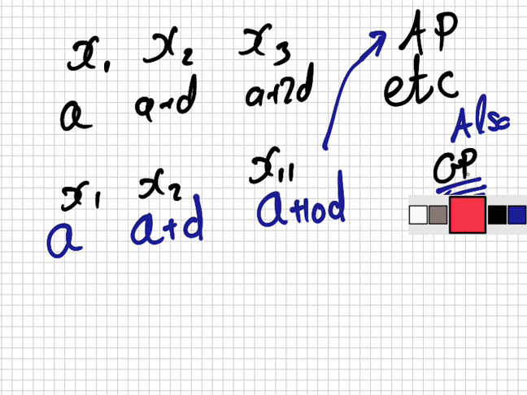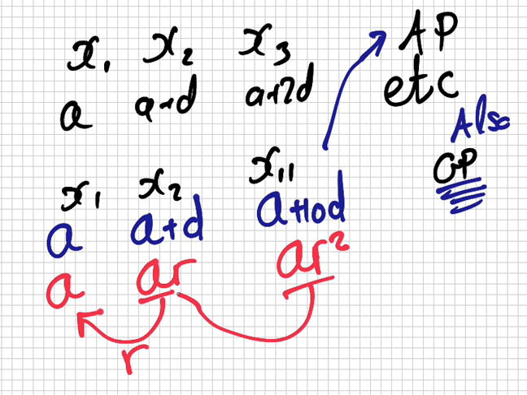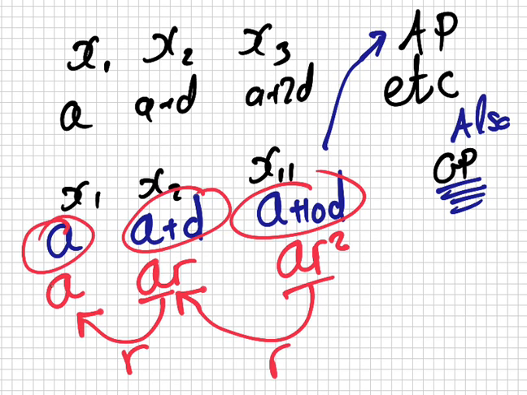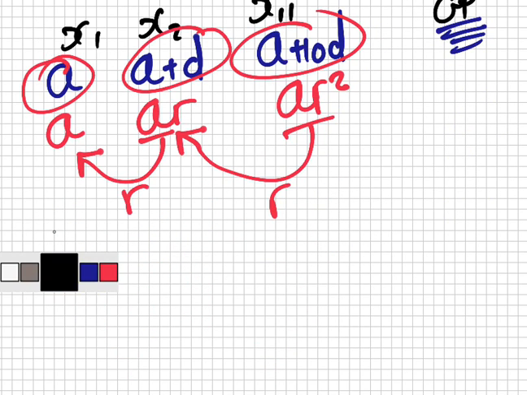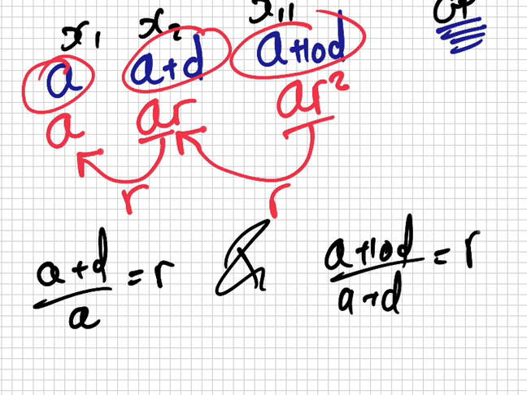geometric. So if it makes a new geometric sequence, this is A, this one here AR, and this one here AR squared. This divided by A, what is it? R. And this one divided by this one here, what is it? R. So it's true that this divided by this is R, and this one divided by this one here is also R. So we can make this equation: A plus D over A equals R, and A plus 10D over A plus D also equals R.